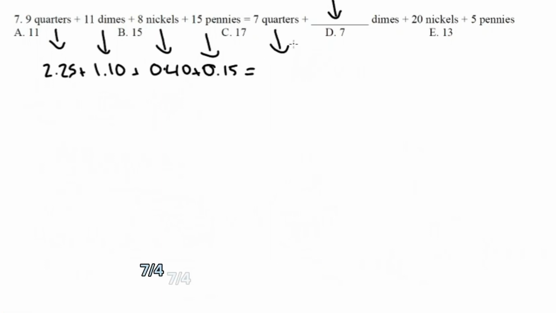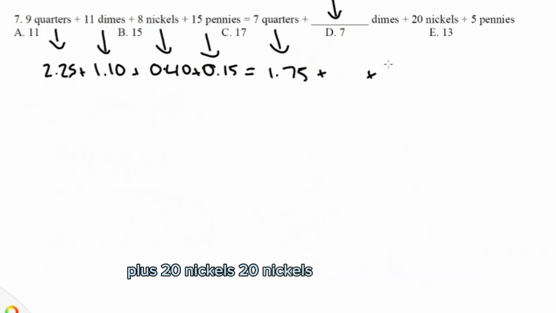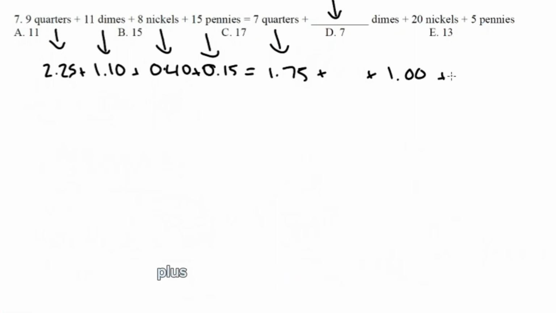7 quarters. 7 quarters is $1.75, plus we don't know how many dimes, plus 20 nickels. 20 nickels is just 20 times 0.05. 20 times 0.05 is exactly $1. So plus 1, plus 5 pennies, which is just 0.05.